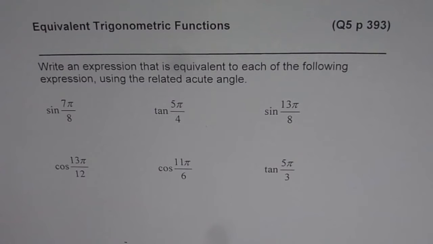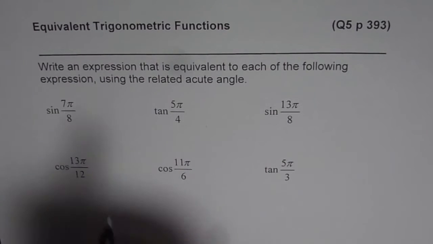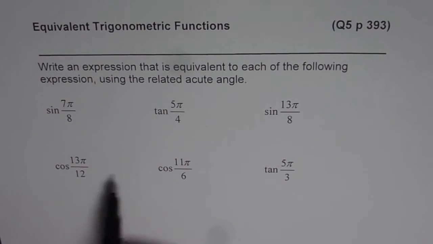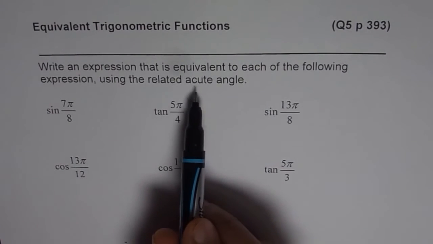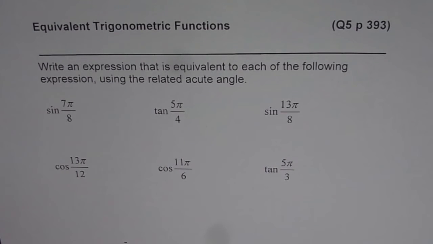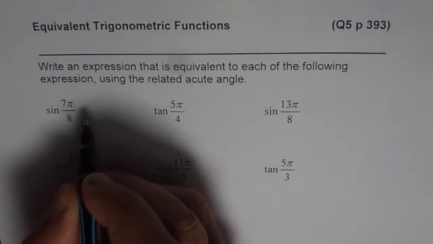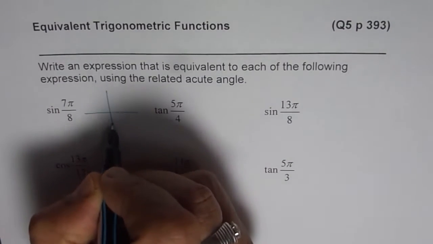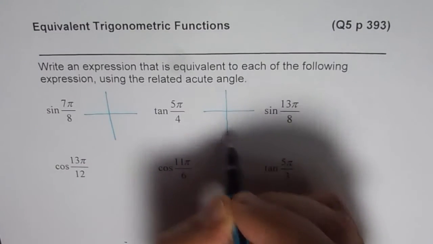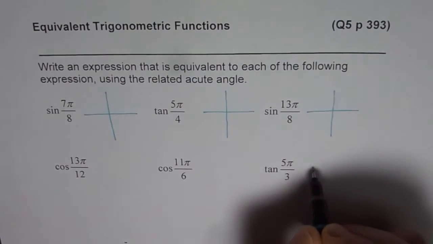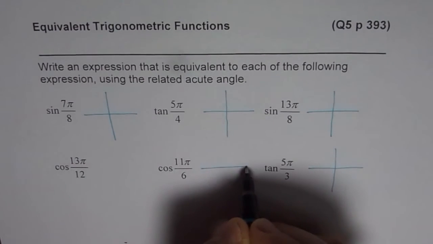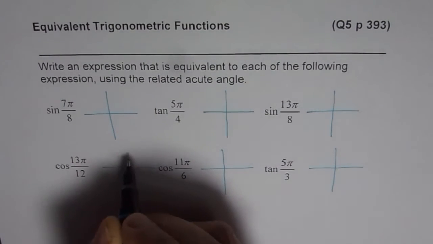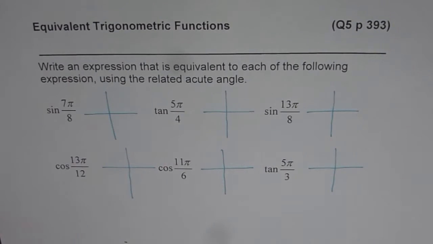The question here is, write an expression that is equivalent to each of the following expressions using the related acute angle. So we have to write equivalent expressions for all these trigonometric ratios, and we have to use acute angle in all these expressions. That is what it means, right? Let me show you how to do it. So what I will do is I'll first draw these coordinate planes. That will help you to understand the concept, and then it'll be easy for me to explain how to find different trigonometric ratios which are equivalent to the one which is given to us.